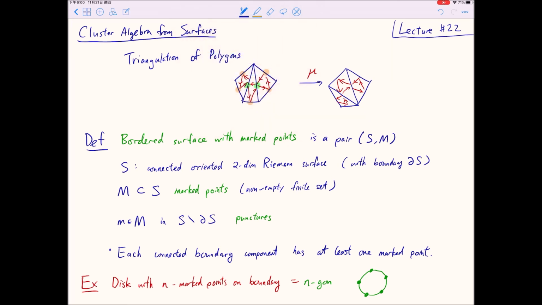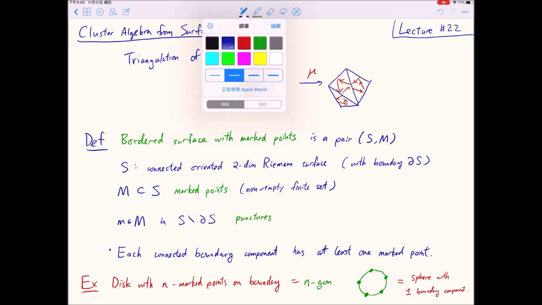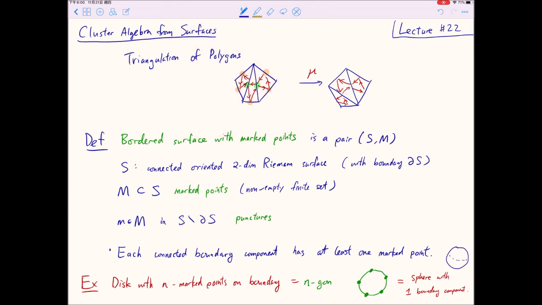And in terms of Riemann surface, we will consider this as, say, a sphere with one boundary component. So this will be a sphere having a big hole and 5 marked points. So these two are the same picture. So this will be a hole, so there's nothing in here. So you cut out the sphere with one boundary component.